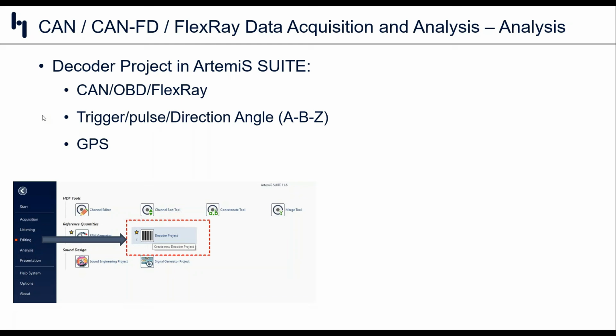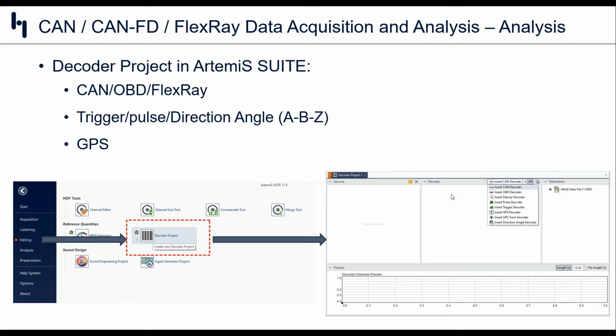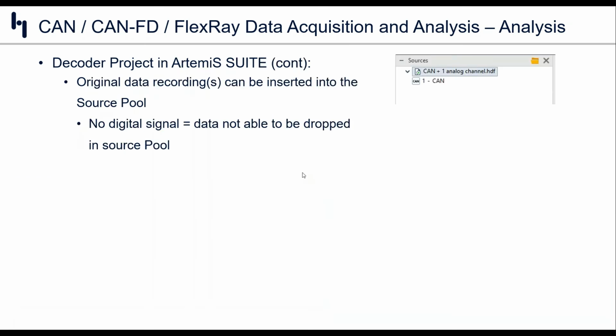So how do you get to Decoder project? Click the home button, and under the editing option, you can click Decoder project. That opens up a document in the main window. It has a source pool, a decoder pool, and then a destination pool, along with a preview option if you choose to click that button.